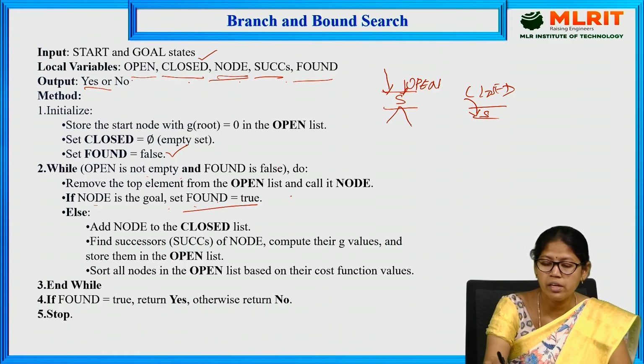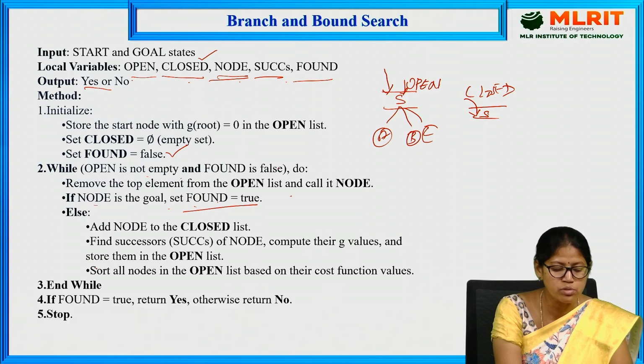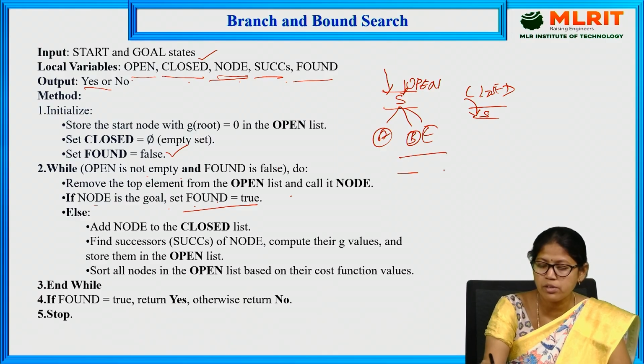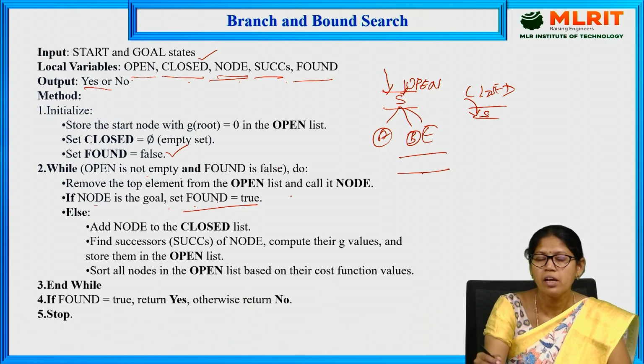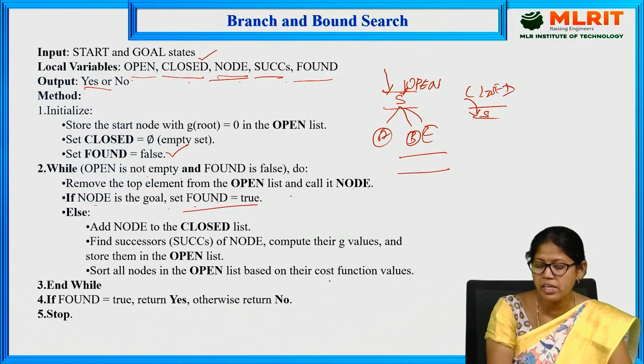So here A, B, C, whatever successors are there for the start node, we need to explore those successors and compute their G value, the cost function of those successors. Store them in the open list. Again, we need to store them into the open list in ascending order. Sort all the nodes in the open list based on their cost function values.